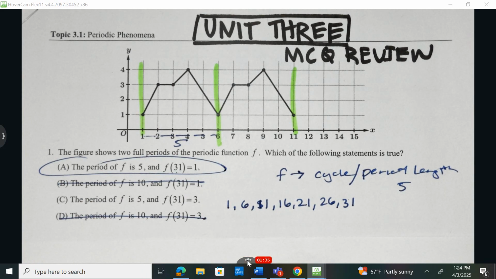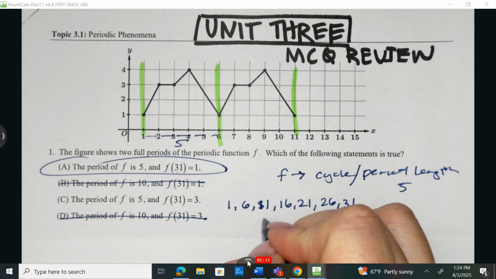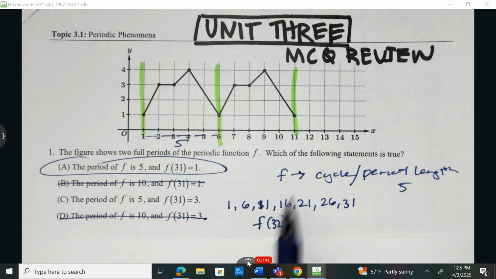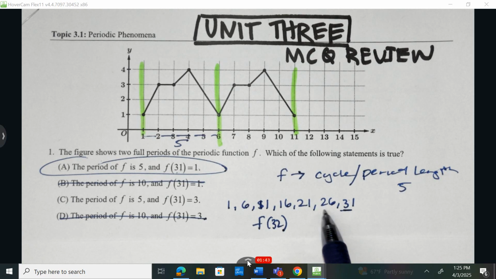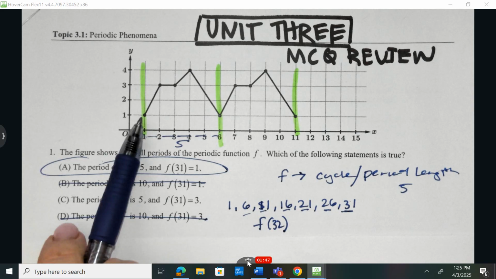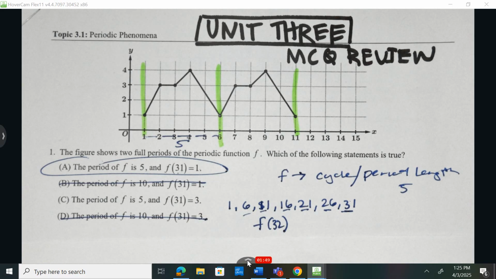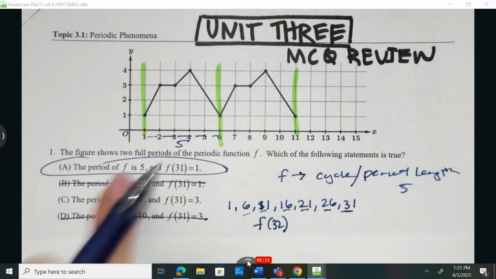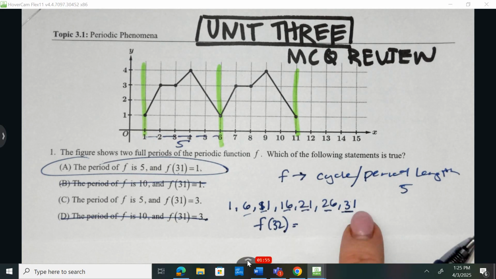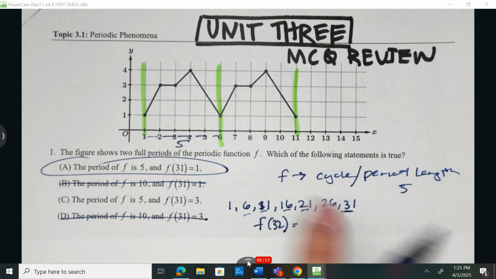Now, if that seemed confusing to you, what if they did something like this? What if they said f of 32? I can still see that each one of these is the start of this 5-part cycle, and the start will always be a 1. I know this isn't the problem, but I just want to give you another example here. 32 would be the second number, because the first one is the start. So what is the second number?